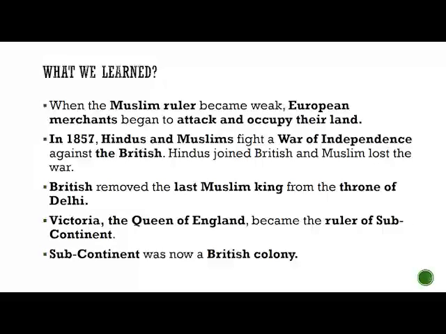When the British won the war of independence, they removed the last Muslim king from the throne of Delhi, and the one who captures Delhi rules the whole subcontinent. So who became the ruler of the subcontinent? Queen Victoria, the Queen of England. She became the ruler of the subcontinent. Then the subcontinent became which colony? Right, the subcontinent became a British colony.